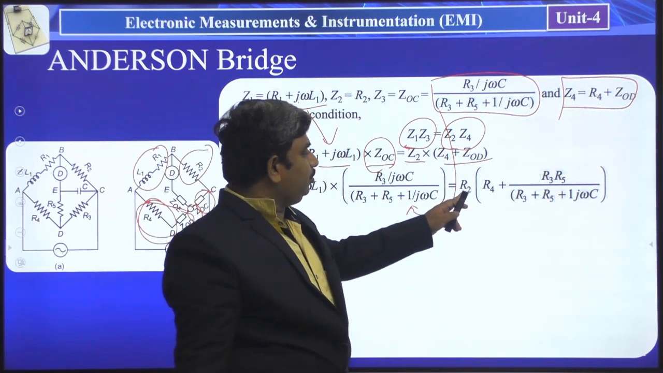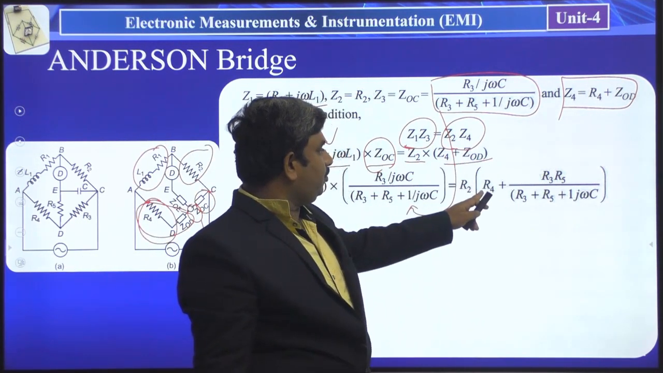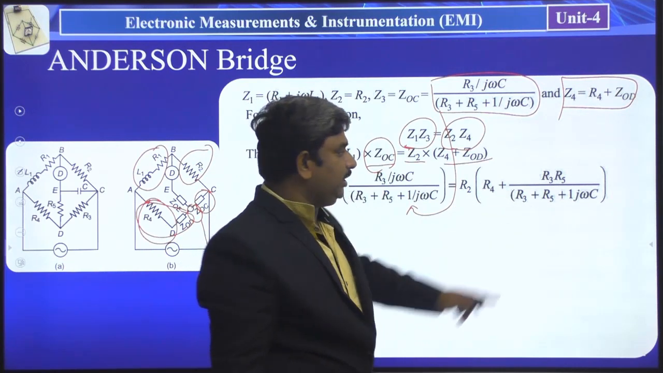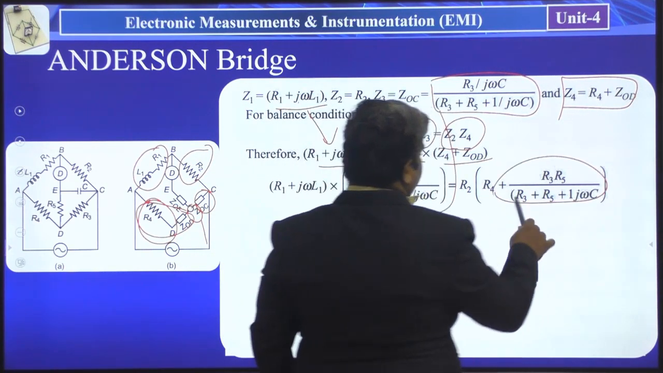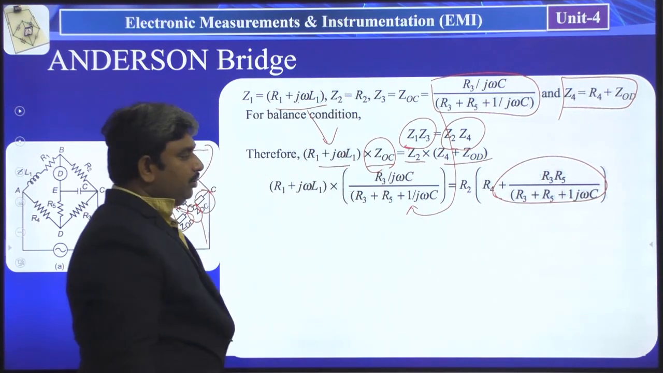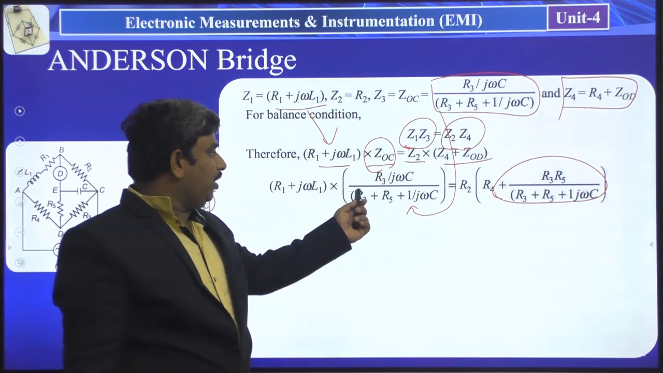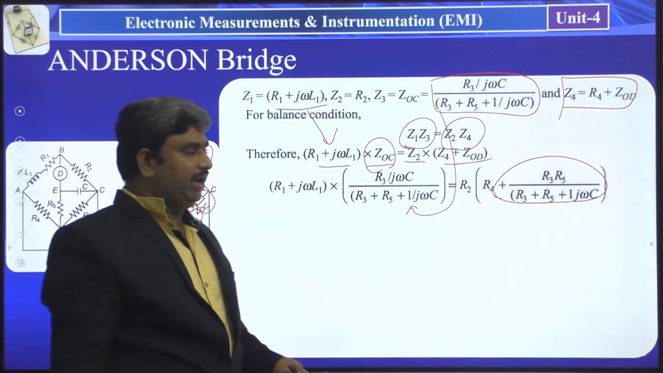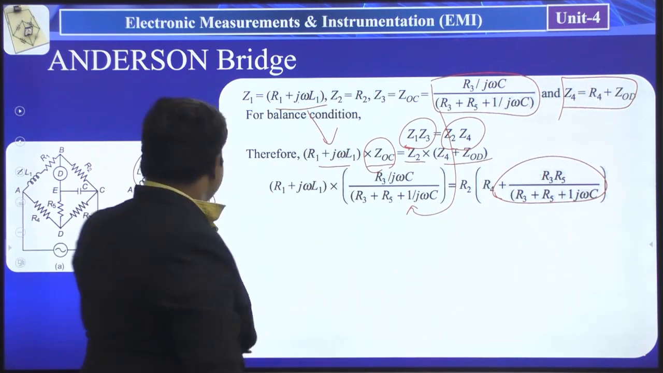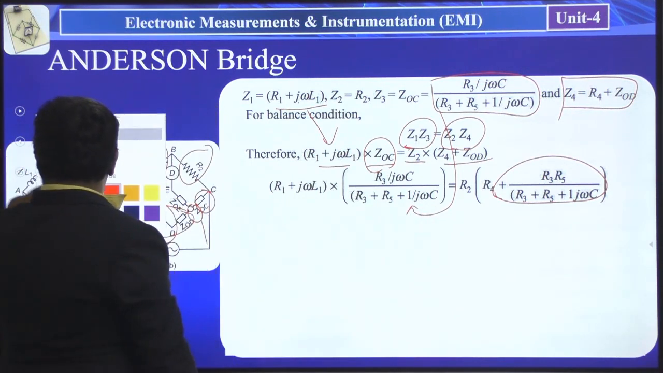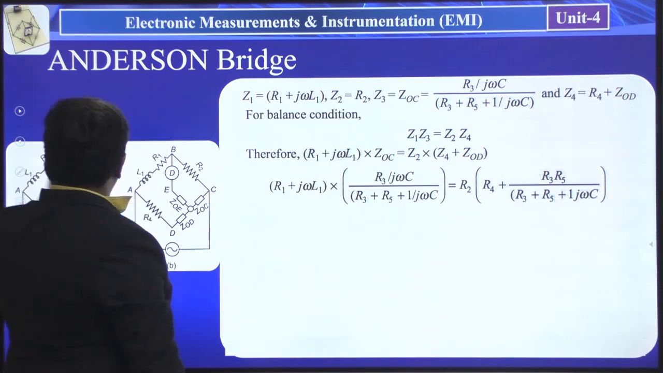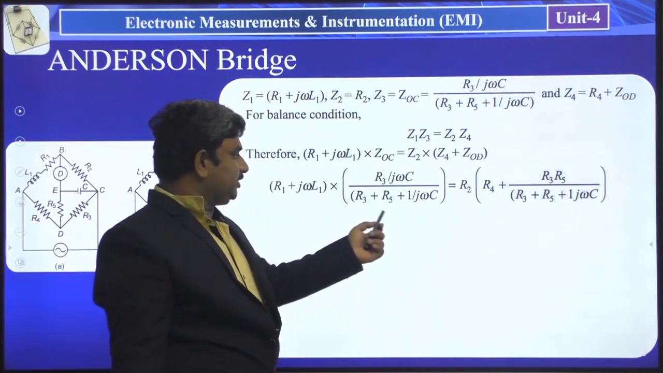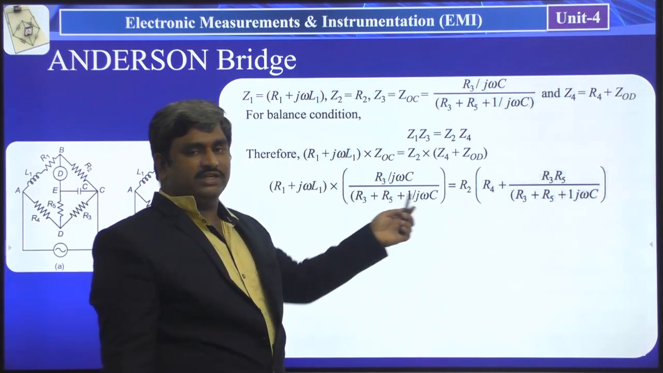Next, R2 into, in the place of Z4 we have to write R4 plus ZOD. So this is the ZOD expression. In the previous slide we have taken that ZOD value. You have to substitute ZOC and ZOD values. Now, we have to simplify these expressions. That means we have to multiply these expressions.